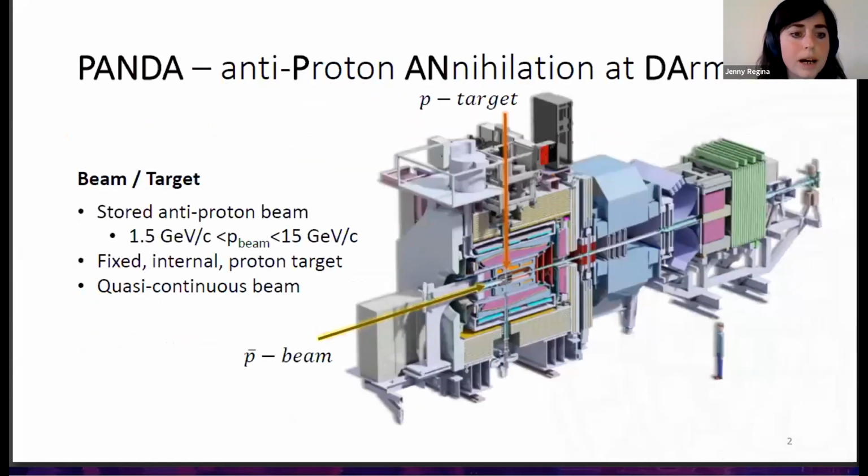First of all, PANDA stands for antiproton annihilation at Darmstadt, and you can see the detector here. We will use a stored antiproton beam, coming in from the left in the figure, with a beam momentum ranging between 1.5 and 15 GeV per c. We will also use an internal proton target, being dropped from above. What's important for the time-based data stream is that a quasi-continuous antiproton beam will be used.